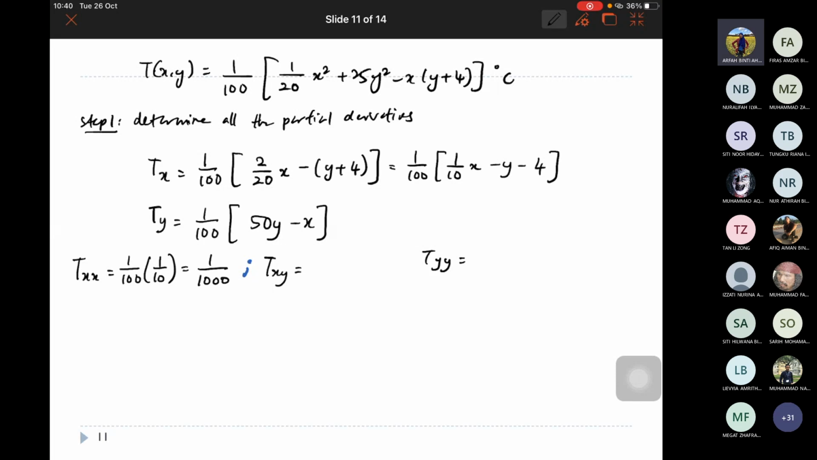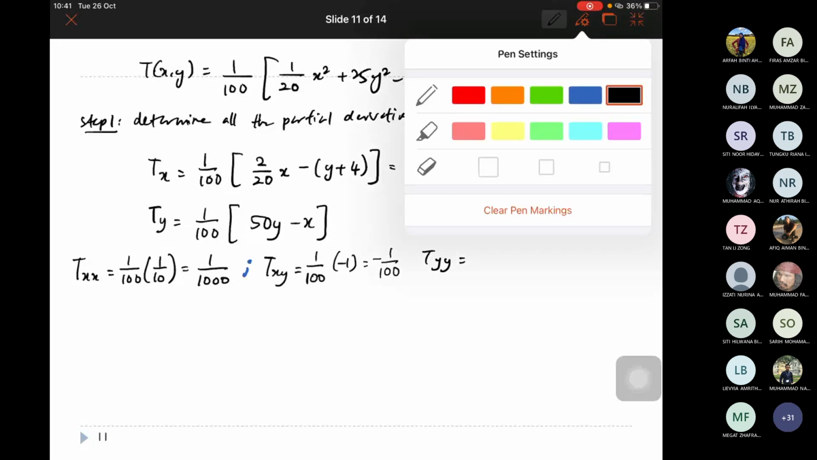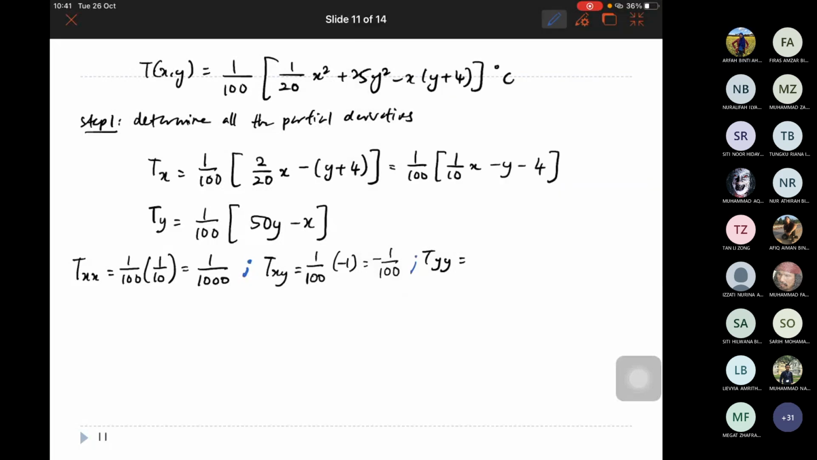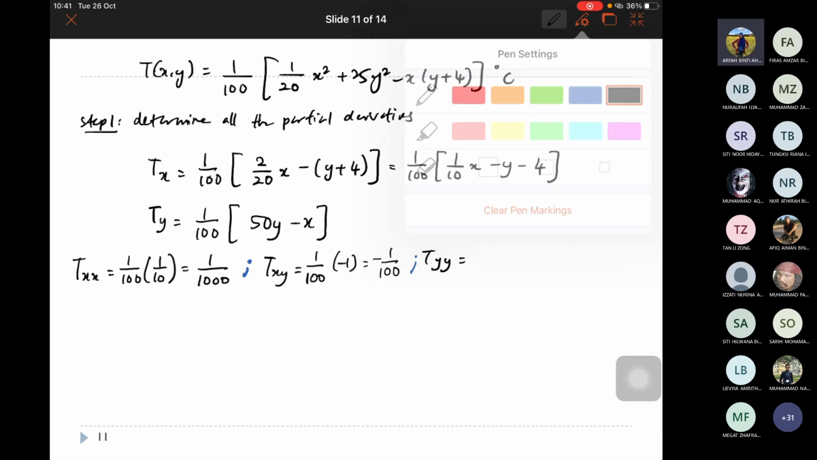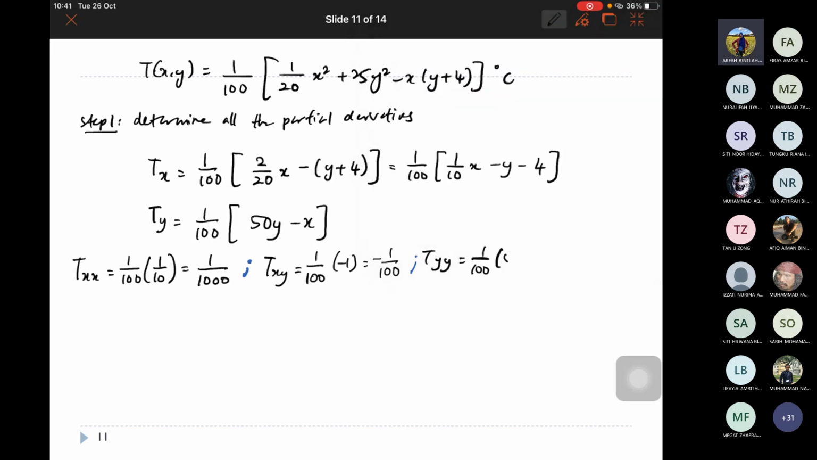So bezakan terhadap Y, 1/100 darab negatif 1. So dapat negatif 1/100. Okay. Then bezakan Y terhadap Y. 1/100 darab 50. So dapat 1/2. Okay. Tu semua dia punya partial derivative.